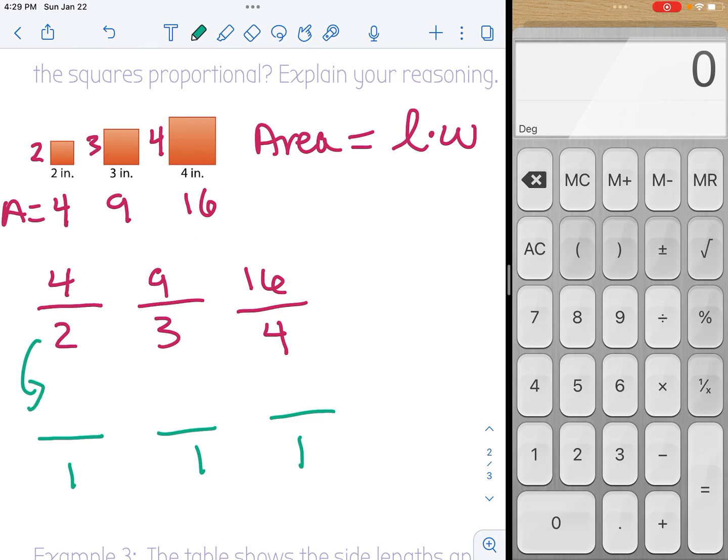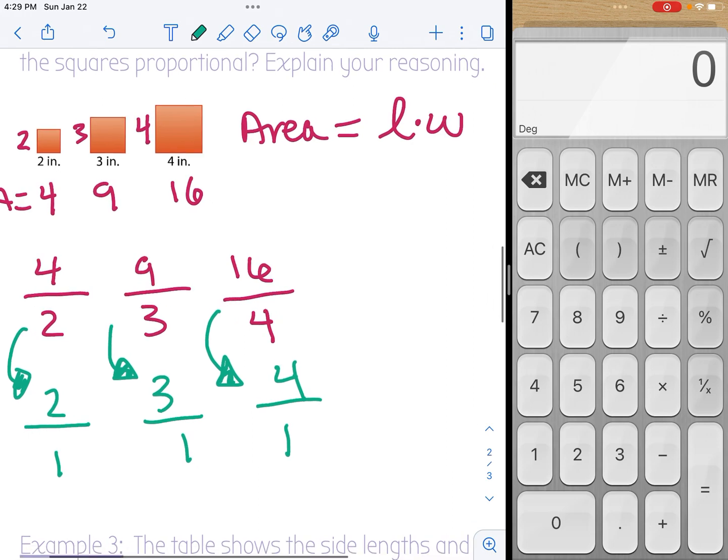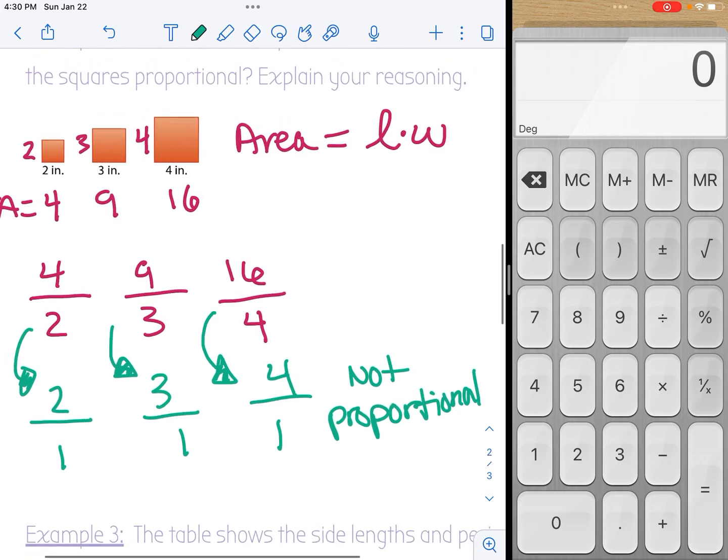So for the first one, if I do 4 divided by 2, I get 2. If I do 9 divided by 3, I get 3. And if I do 16 divided by 4, I get 4. So this is not proportional because these fractions are not equivalent. So they are not proportional.